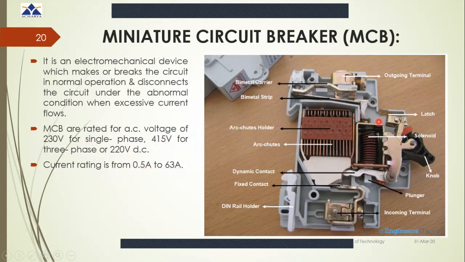So if you see here the construction of the MCB, you can see incoming terminal over here and the outgoing terminal and latch provided here and the knob, plunger, solenoid, which is the most important part, bimetallic strip, bimetallic carrier, arc chutes holder, that is the extinguishing chamber. All these are dynamic contact, fixed contact, then the holder over here.